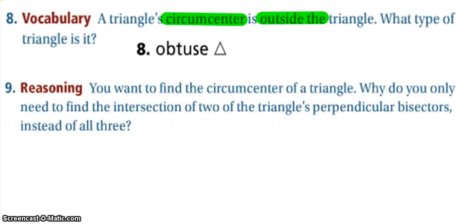Number 9, take a second to think about why is it that we only need to find the intersection of 2 perpendicular bisectors? Why don't we have to use all 3? Hopefully what you're thinking is because when I find the point of concurrency for the 2 perpendicular bisectors, it will be the same as if we were to use all 3. So you always can use all 3, but once you find the point where 2 of them meet, you know that that is the circumcenter.